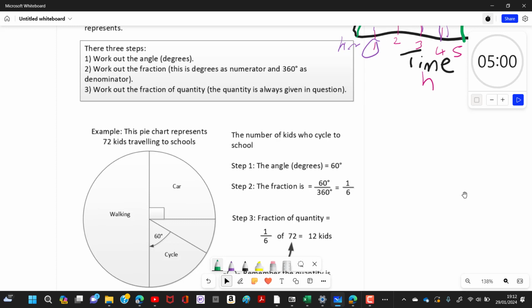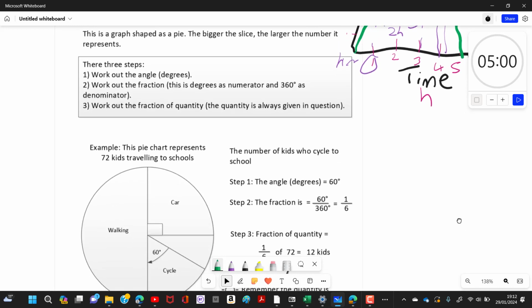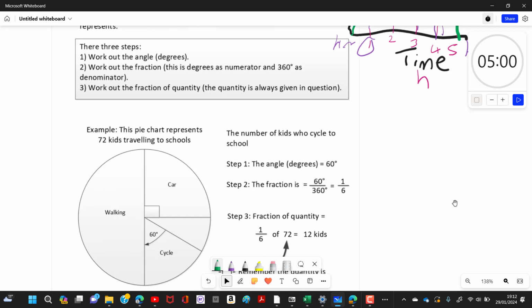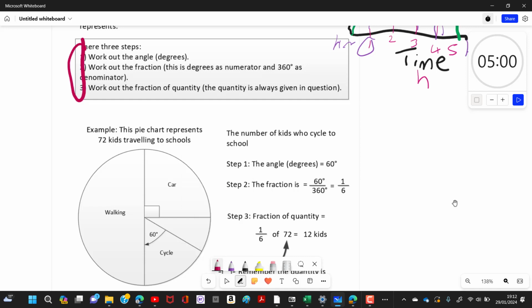Okay, next we go on to pie charts. Pie charts are graphs shaped as a pie. The bigger the slice, the more it represents. Now there are 3 steps, and these steps are put in nice and easy for us here. First of all, you work out the angle. That's the first step. Number 2, you try and calculate the fraction.